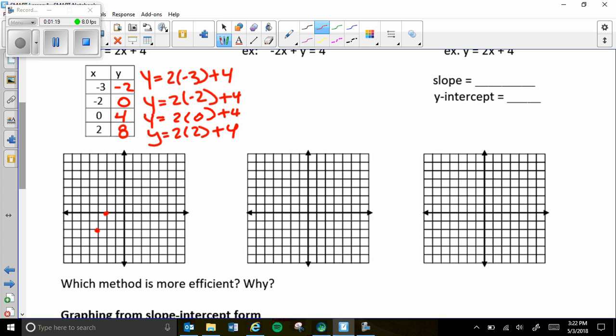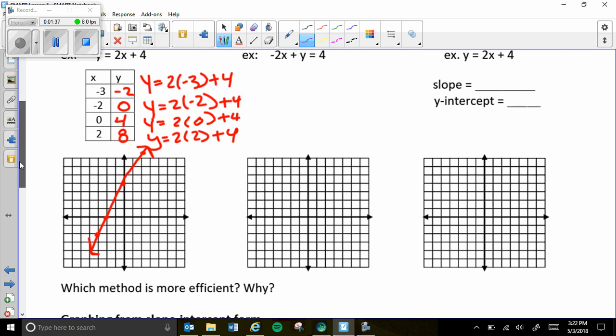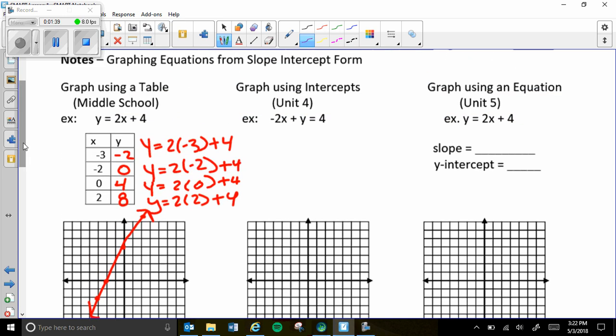0, 4. 1, 2, 3, 4. And then 2, 8: 1, 2, 3, 4, 5, 6, 7. It's going to be off the graph a little bit, but that's fine. And then we just connect our points. Again, that should be reviewed from middle school. The next way we learned was graphing by using intercepts, and this should be reviewed because we just learned how to do it in Unit 4.